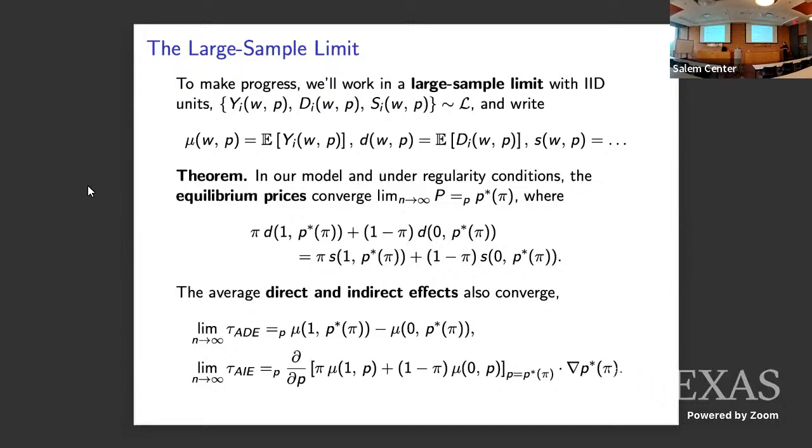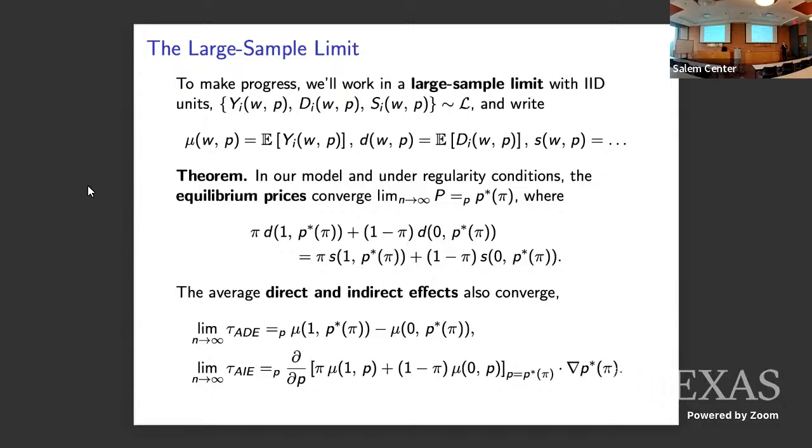But to make progress, what I'm going to assume is an IID sample. So people can be different. A person is characterized by their outcome, demand and supply potential outcomes, but I'm assuming the types are drawn from a distribution. I'm going to write mu, d, and s for the average potential outcomes for y, d, and s respectively. And in this setting, nice things happen.